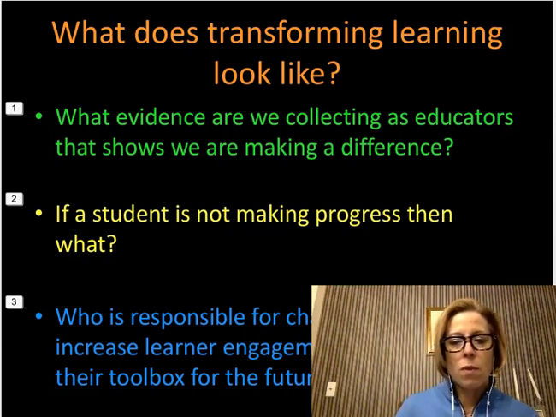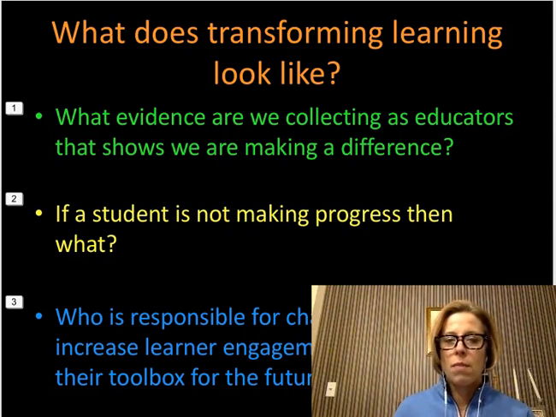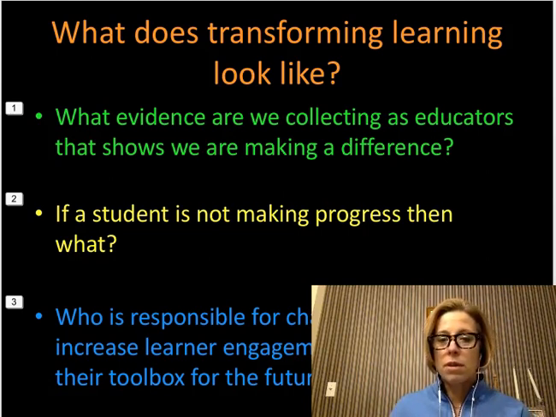It doesn't have to be formal action research projects over 7 weeks where we're writing a formal research paper that's 20 pages or more. But challenge yourself to find those answers. What evidence are we collecting that shows we make a difference for learners? And if a student's not progressing, then what? Many of you engaged in the then what for this project.